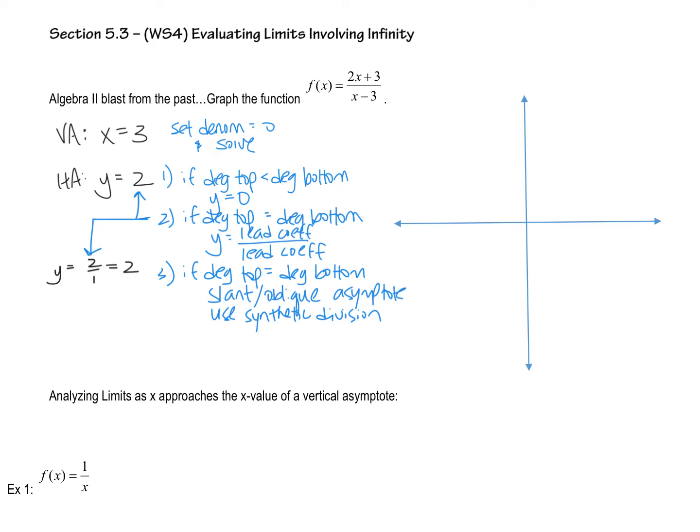Okay, you guys, we've got our second to last video for the chapter. We're now doing limits approaching infinity and involving infinity. So we've been doing limits so far approaching a certain number like 2 or 0 or -1. Now we're going to be looking at infinities.